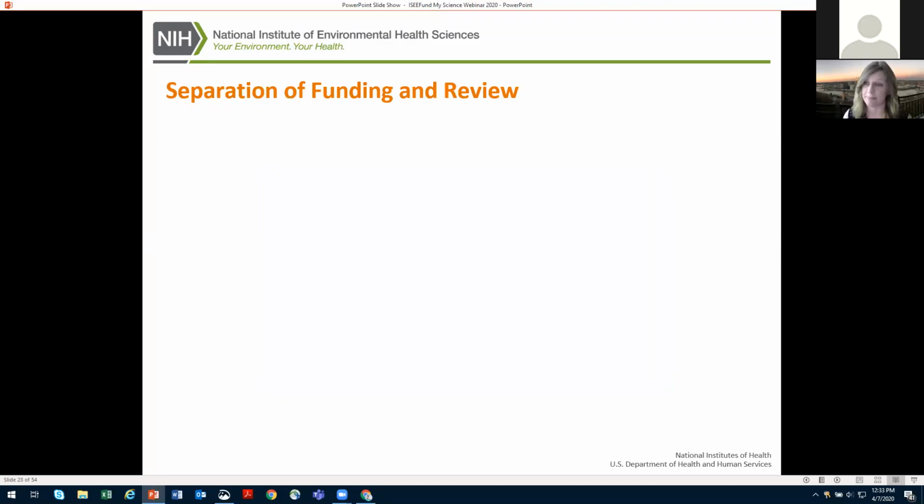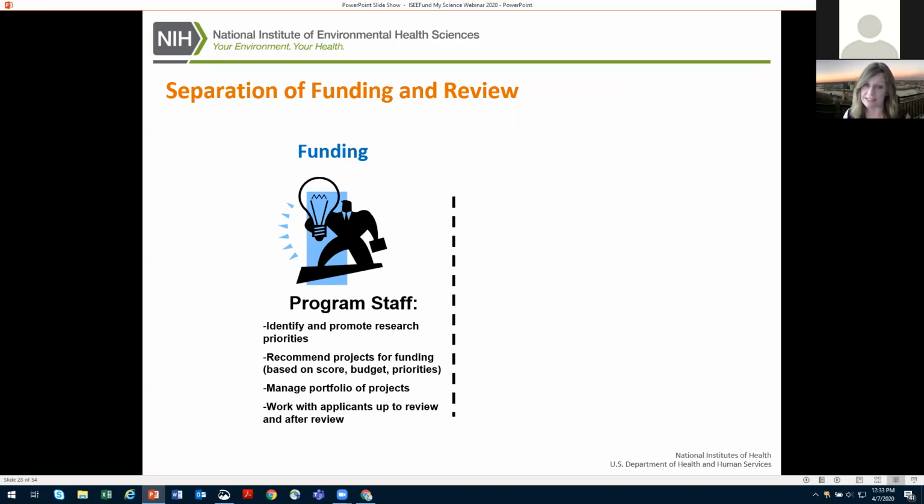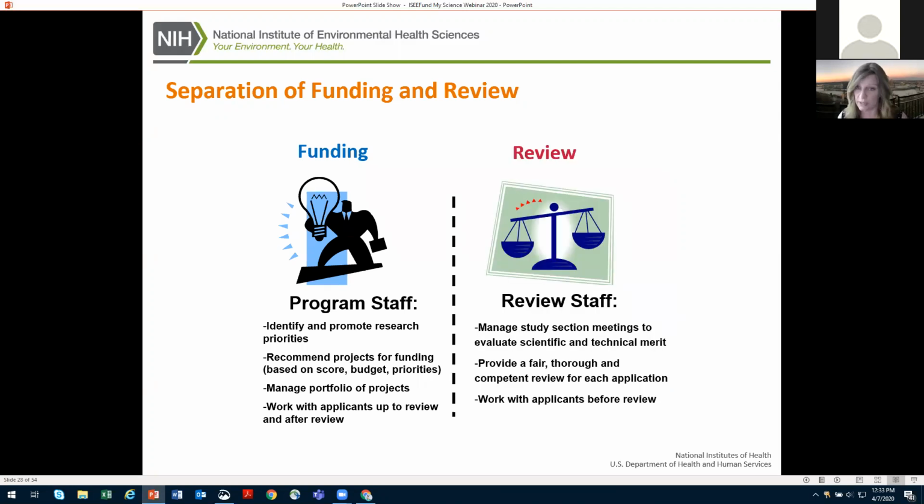There is a separation between program and review, and that's how the Institute works. That's why it's the Center for Scientific Review. The program staff identifies, writes RFAs, and promotes research priorities. We recommend projects for funding, and we manage the science itself. And we work with the applications up front. Review manages the study sections, and they evaluate the scientific and technical merit. This is rigor and reproducibility. They're giving us the priority scores. They provide a fair and thorough and competent review for each application.